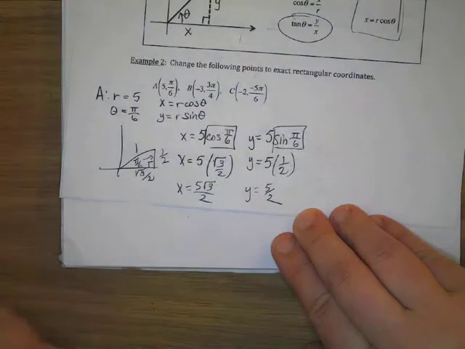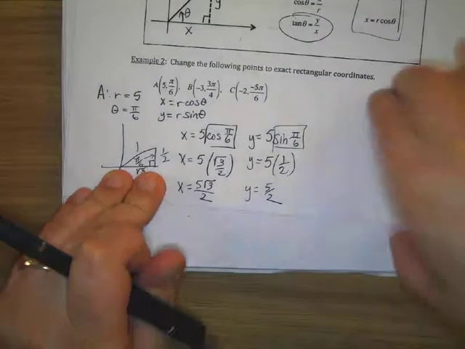So this is how we go back and forth between the two. So let's go ahead and do B. I've totally already run out of room. Hopefully you guys wrote smaller than I did. I gotta do this on another sheet of paper.